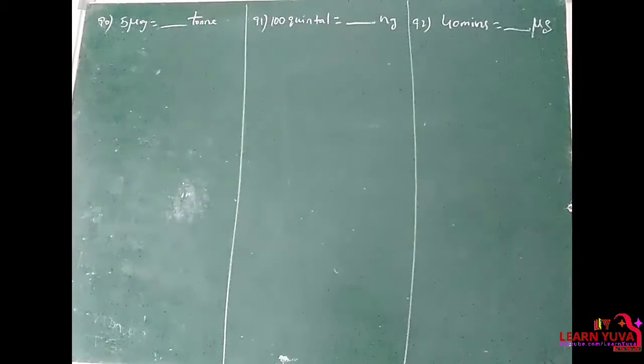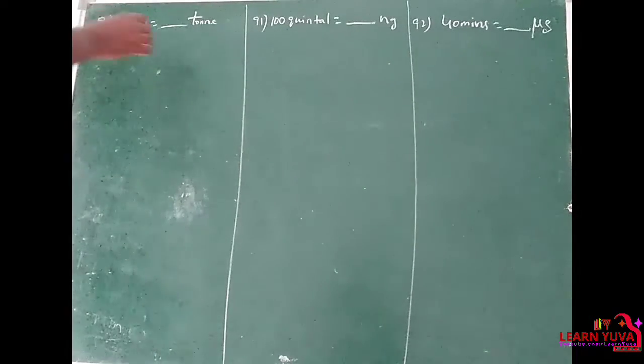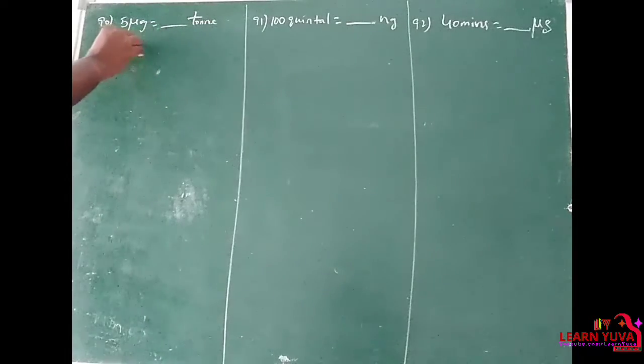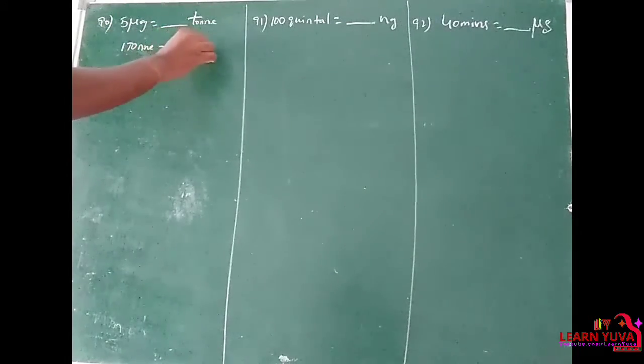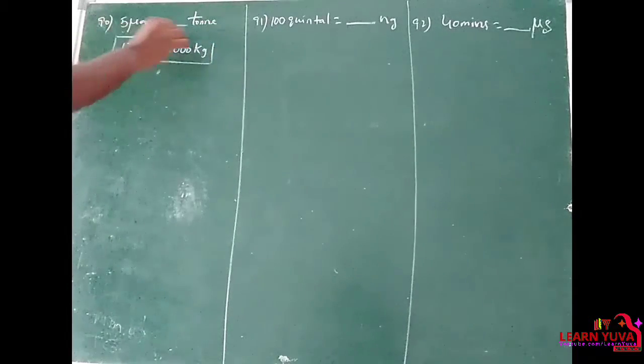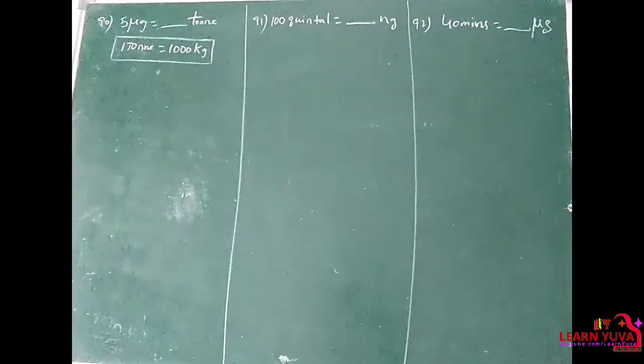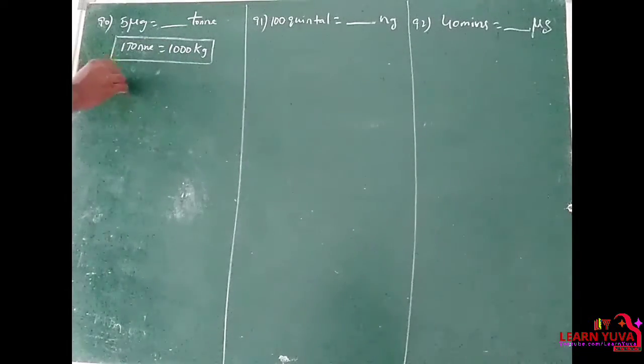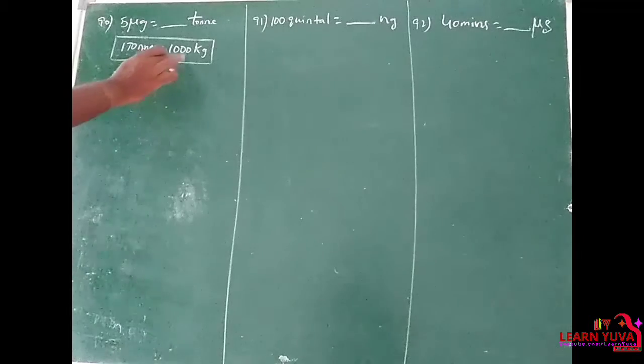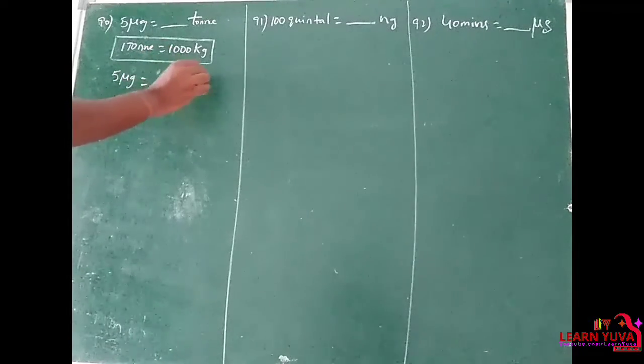5 micrograms is equal to dash ton, right? First of all, you have to know 1 ton is equal to 1000 kg. Clear? So instead of ton, we can write 1000 kilograms. So 5 micrograms is equal to 1000, which can be written as 10 power 3 kilograms.